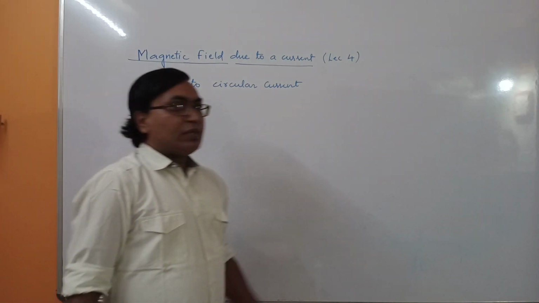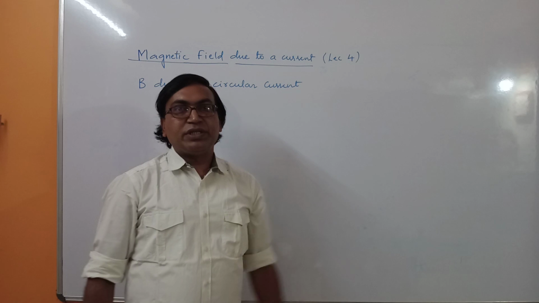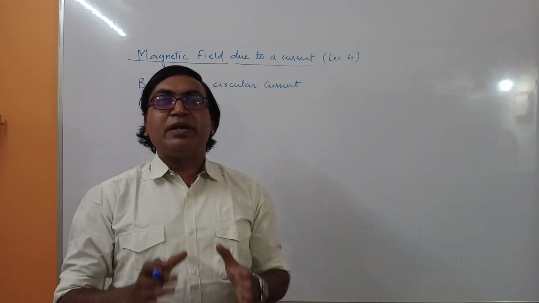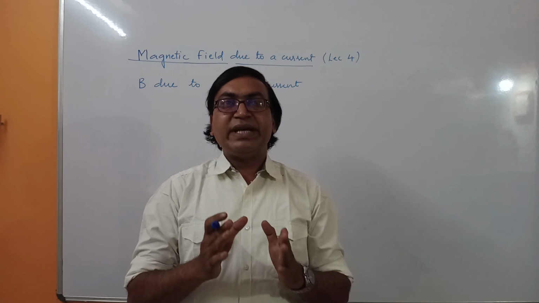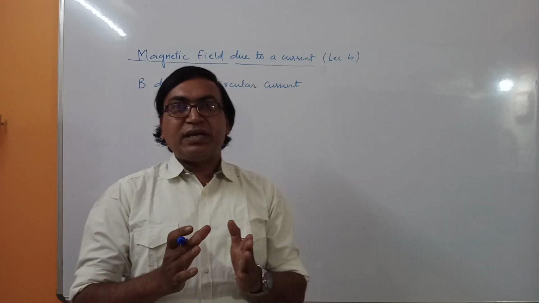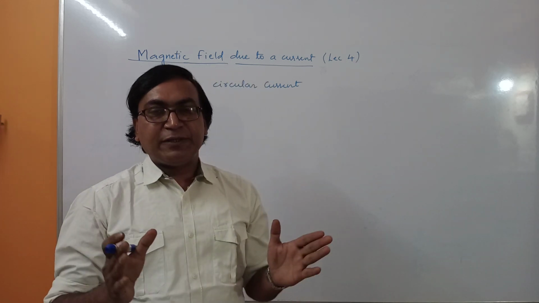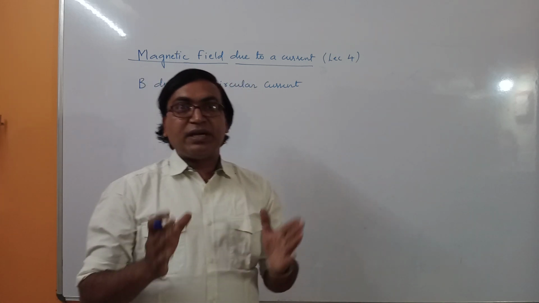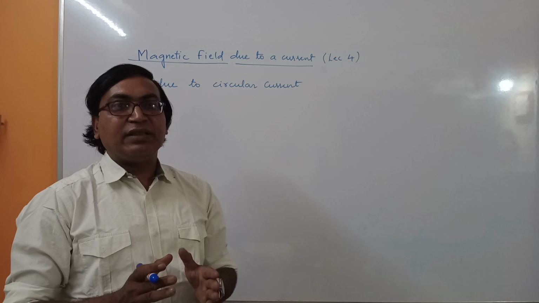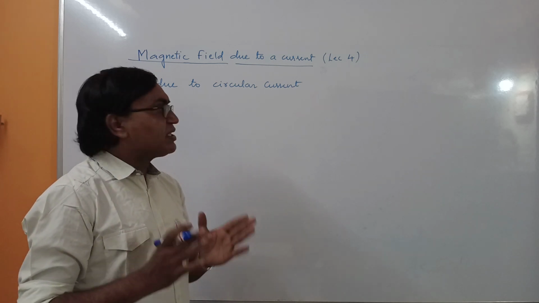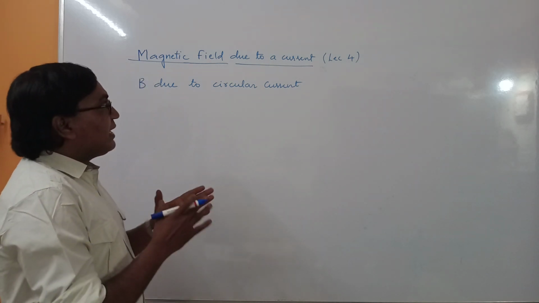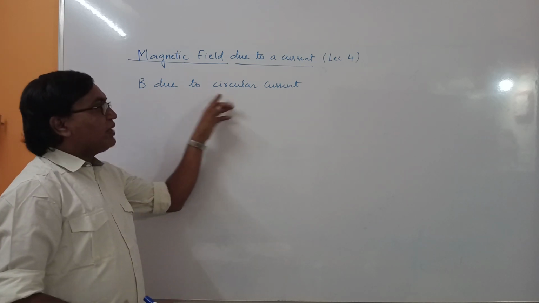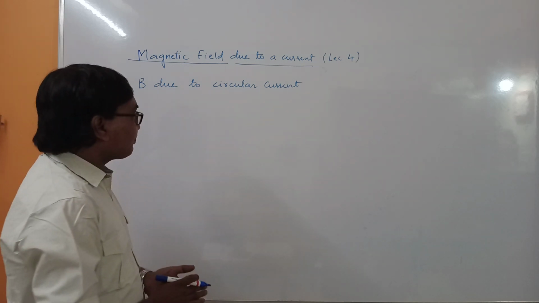Magnetic field due to a current. So this is our fourth lecture. In the previous lecture we have seen magnetic field due to a straight conductor: a straight conductor of infinite length, a straight conductor of finite length, a straight conductor of semi-infinite length. Different cases we have discussed. So today in this lecture we will discuss magnetic field due to a circular current.